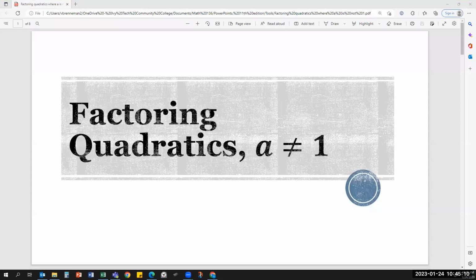Let's talk about factoring quadratics where a is not 1. So a quadratic looks like ax squared plus bx plus c, and we're looking at specifically those where there is actually a number being multiplied by the x squared. It makes for somewhat more complicated factoring than if it's just x squared.